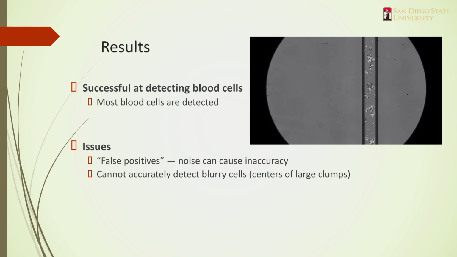My results were very successful. Most blood cells were detected. However, there are a few false positives. The noise can cause inaccuracy. Also, Hough circles cannot accurately detect the blurry cells at the centers of large clumps.